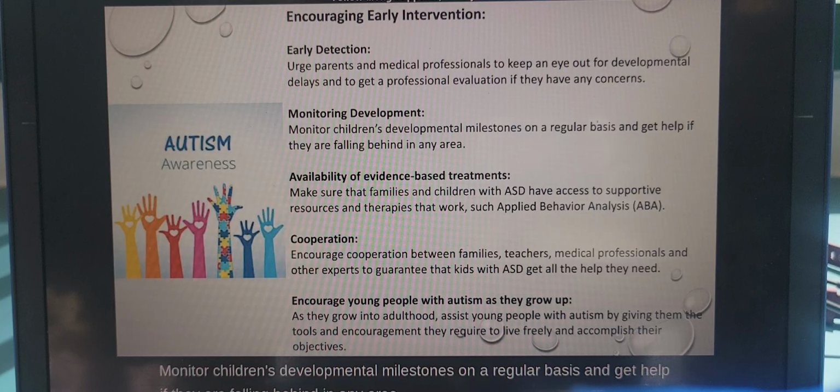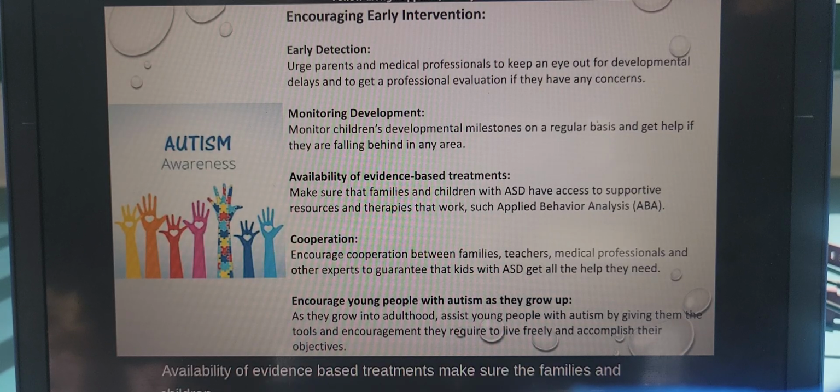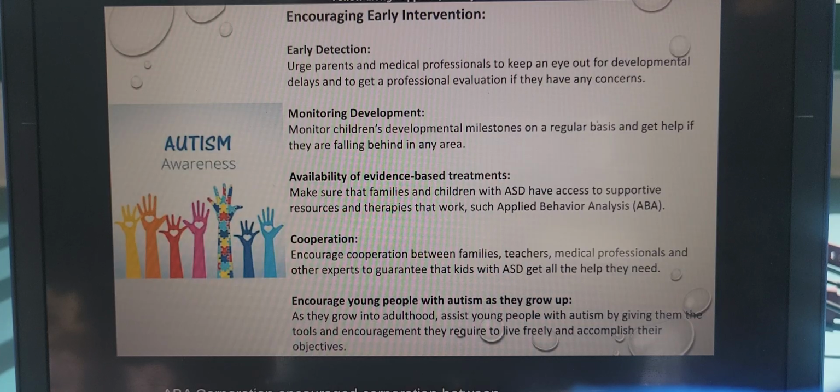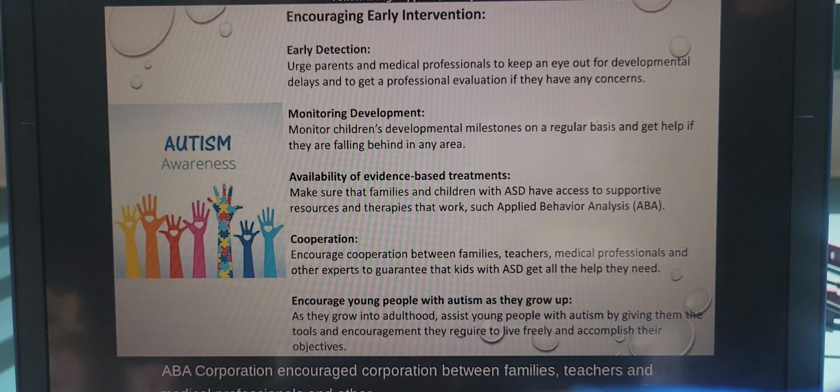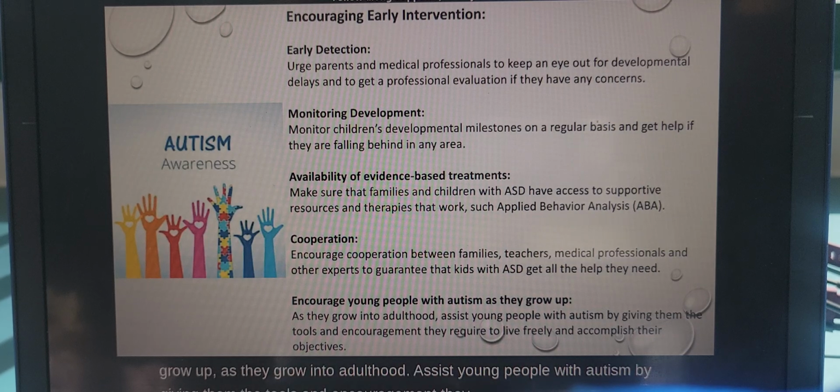Availability of evidence-based treatments. Make sure the families and children with ASD have access to supportive resources and therapies that work, such as applied behavior analysis, ABA. Cooperation. Encourage cooperation between families, teachers, and medical professionals and other experts to guarantee that kids with ASD get all the help they need. Encourage young people with autism as they grow up. As they grow into adulthood, assist young people with autism by giving them the tools and encouragement they require to live freely and accomplish their objectives.